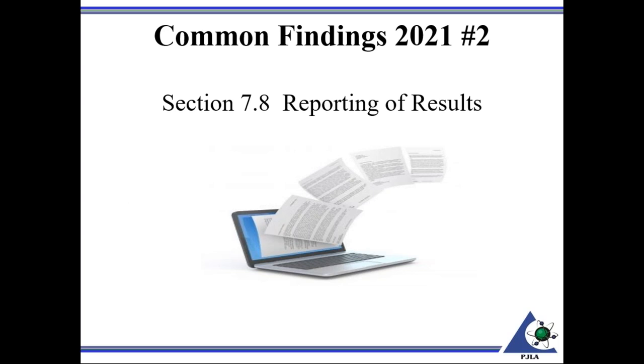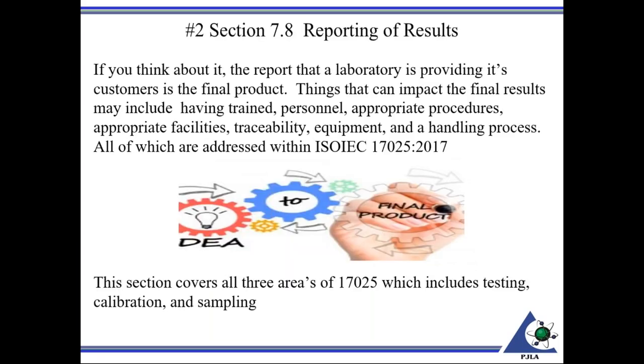All right, number two, getting down to the bottom of the list here, final product, 7.8, reporting the results. I said final product. What I mean is this is the result of everything which goes into your testing and calibration. So you have competent folks, you have traceability, you have proper equipment and appropriate procedures for the testing and calibration. You end up producing a report that goes to your customer. So this is section 7.8, that actual report that you're producing for your customers.